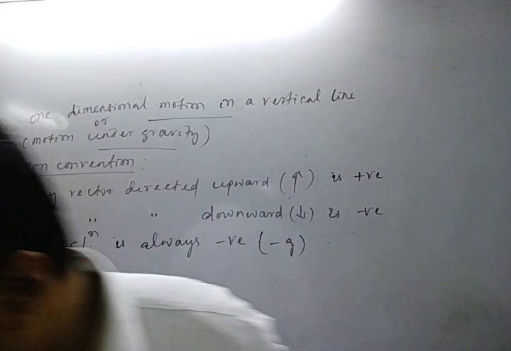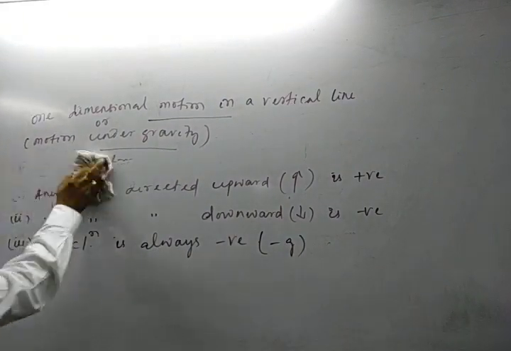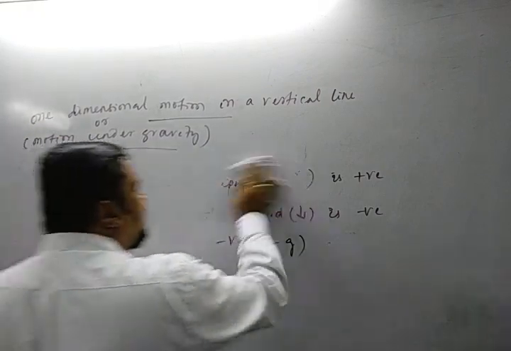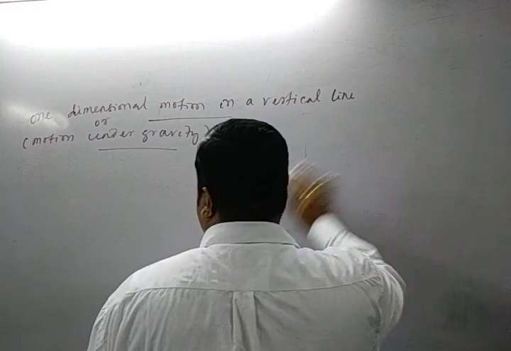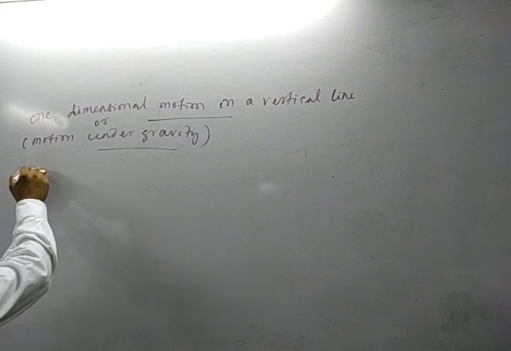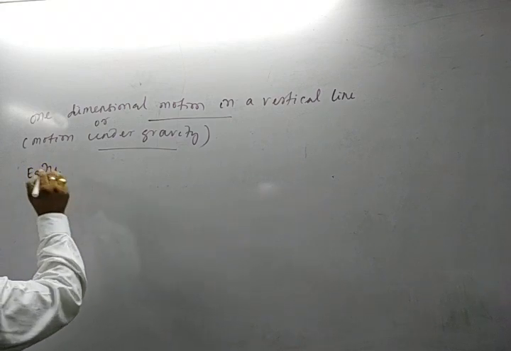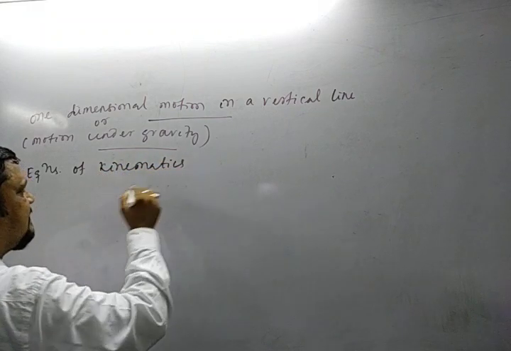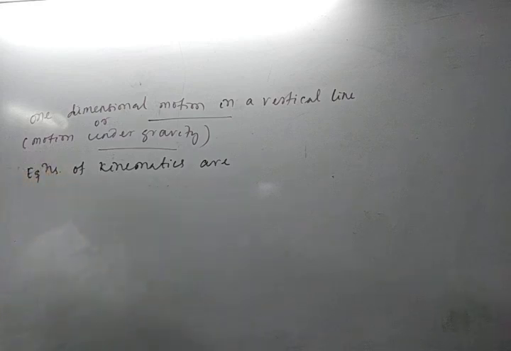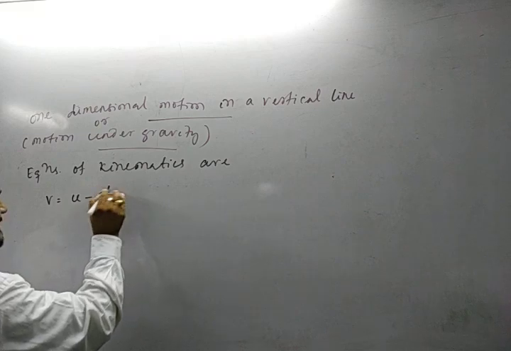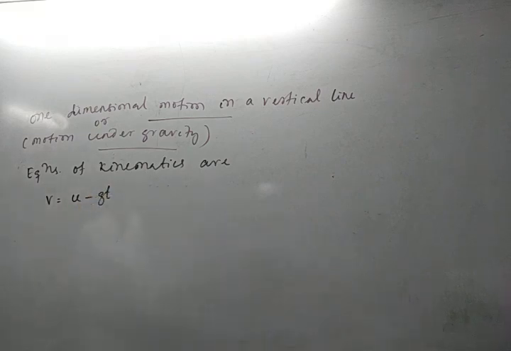Now, with this sign convention, I will write the equations of kinematics. If we consider the motion under gravity, the equations of kinematics are, first, v is equal to u minus gt, by considering a is equal to minus g. Other sign conventions I have not considered.